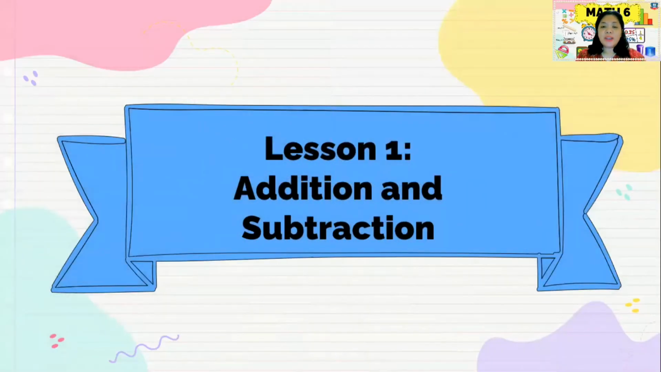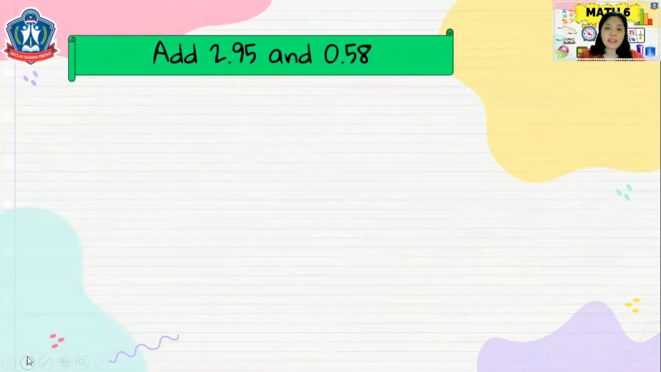Okay, let's start with lesson 1, addition and subtraction of decimals. So in adding and subtracting decimals, we will follow the rule in adding and subtracting whole numbers. So we have to arrange or align the numbers according to their place values. And in case of decimals, we should remember that they have decimal points. So for example, add 2.95 and 0.58.